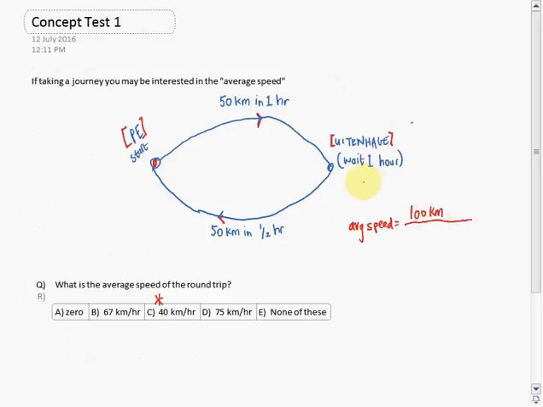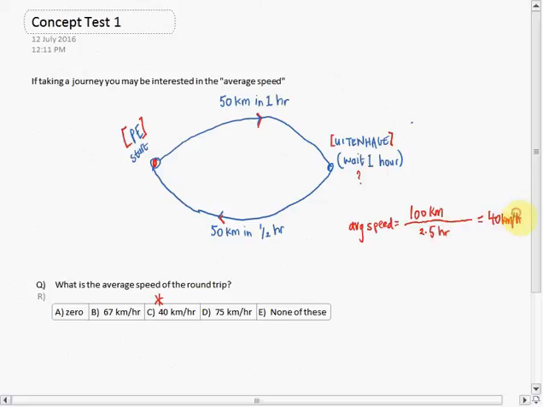The question where most people get stuck is, do I include this hour of waiting? Well, by the definition of average speed, yes I do, right? It is the total time elapsed for my complete round trip. So I have 1 hour that it took me to get there, I spent an hour there, and it took me half an hour to get back. So I divide this by the 2.5 hours, giving me a final answer of 40 kilometers per hour as my average speed.